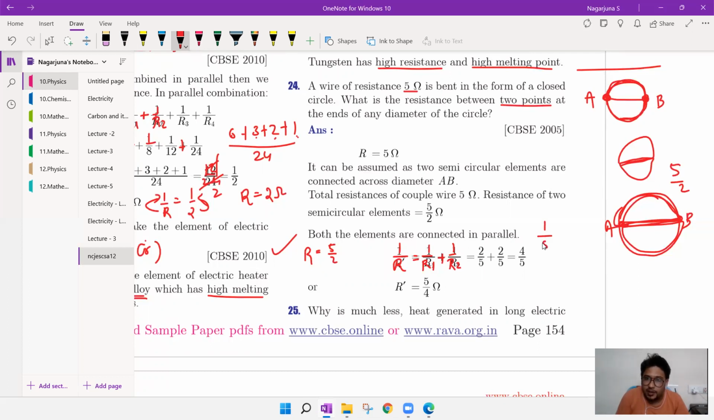1/R1 value is 5/2 plus 1/R2 value is also 5/2, since the upper part is 5/2 and the bottom part is also 5/2. Now 1/(5/2) becomes 2/5. So 2/5 plus 2/5, with LCM 5, is 2 plus 2, 4, so 4/5. So the resistance between these 2 points will be 5/4 ohm. Like that you have to write the answer.